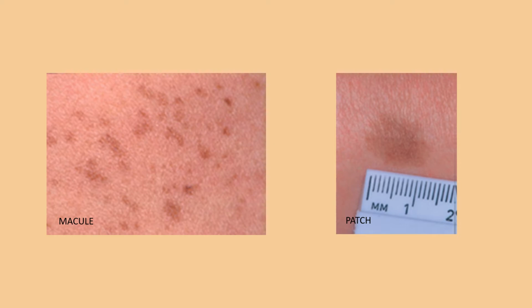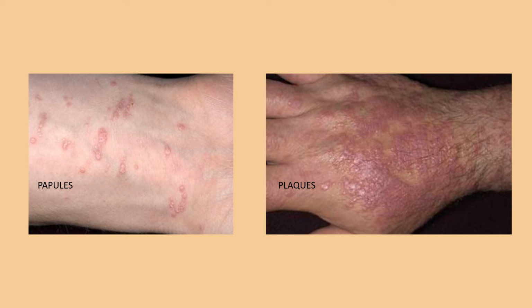A patch is a macule that is larger than 1 centimeter. Examples of which are Mongolian spot, vitiligo, and cafe au lait spot. A papule is something you can feel. It is solid, elevated, circumscribed, less than 1 centimeter in diameter, and is caused by superficial thickening in the epidermis. Examples are elevated nevus or a mole, lichen planus, molluscum, and wart or verruca.